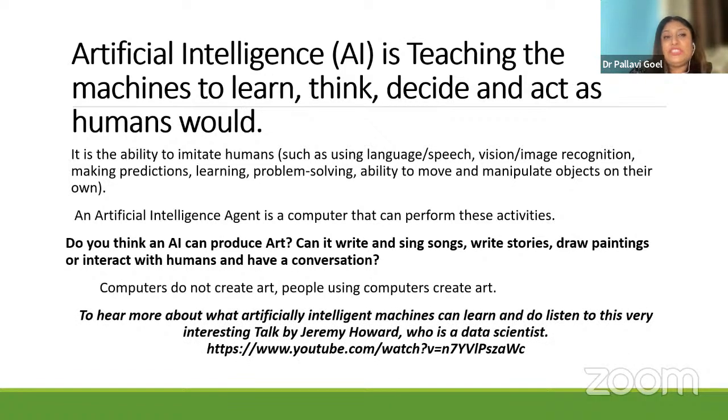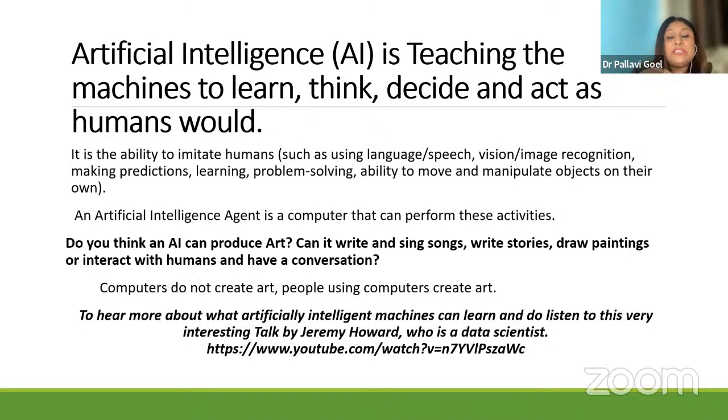Artificial intelligence is teaching the machines to learn, think, decide, and act as humans would. Yes, we are training our machines in the way that humans think. Whenever we are using AI and ML, artificial intelligence and machine learning, this is the connectivity of that. You are training your system, device, or computer in such a manner that it can think like humans.